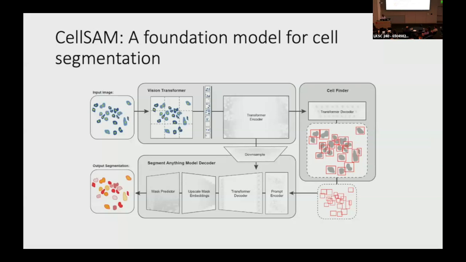The problem is that there's no way to automatically prompt SAM for every object in the image. And so what we've done is we built an additional model called CellFinder that automatically generates bounding boxes for everything in the image, and those bounding boxes then go to prompt a fine-tuned SAM model to generate segmentations.